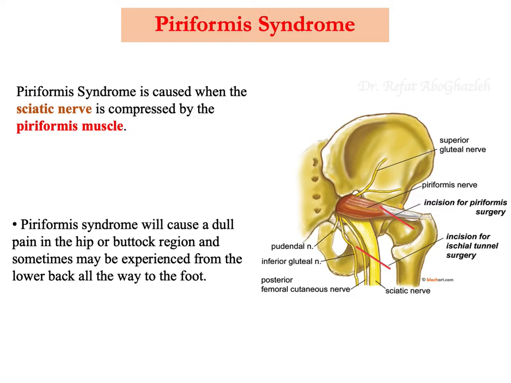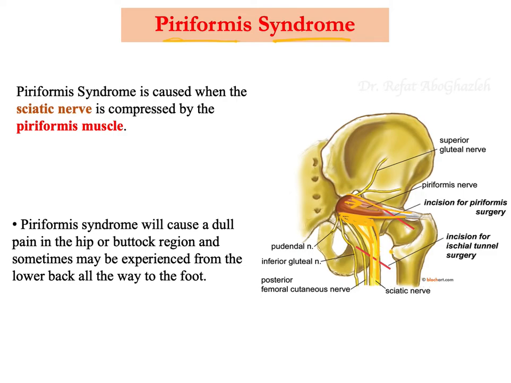So again, because of the relationship of the sciatic nerve to the piriformis muscle, sometimes spasm of the piriformis muscle, for one reason or another, can create compression and pressure on the sciatic nerve, which is the syndrome known as Piriformis Syndrome. So there is a compression on the sciatic nerve created by the piriformis muscle.